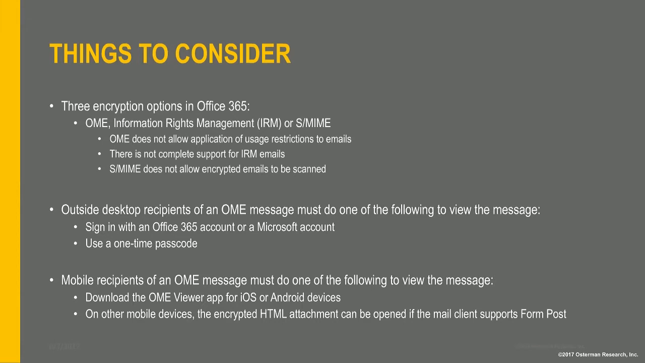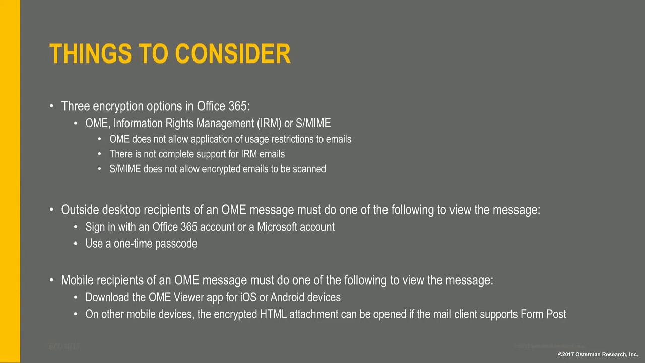For example, OME doesn't allow the application of usage restrictions to emails, and so you don't have a lot of the capabilities with OME that you might have in third-party solutions. There's not complete support for information rights management emails across the board, so it is going to be limited in that sense. And SMIME doesn't allow encrypted emails to be scanned. So, again, there are some limitations in each of these options that you do need to consider as you move forward with encryption.